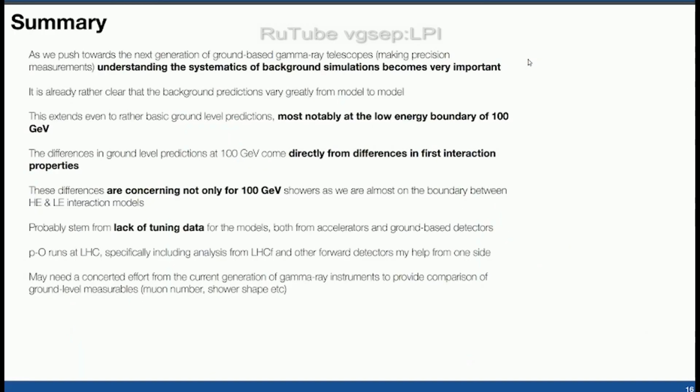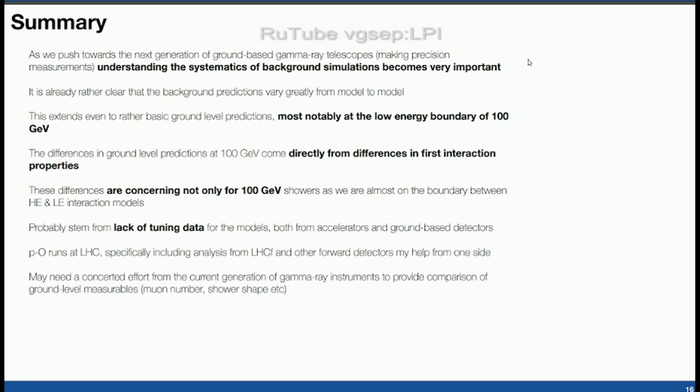So I'm on my last slide now, Alan. Just to summarize, I don't think there's too much of a summary to be made here, other than that it's not a reasonable assumption that just because we're at relatively low energies here, and well within the equivalent fixed target energy of the LHC, the models that are tuned to that data will all be consistent. Clearly they're not. And probably these differences mainly stem from a lack of tuning data for the models, first of all in the kinematic range that's important, coming from the LHC, but also from the detectors themselves. Certainly from this generation of IACTs, we've not really provided any data that models are able to use to tune their predictions.